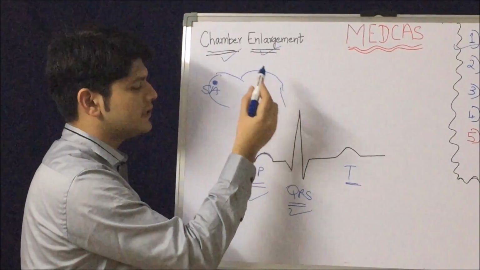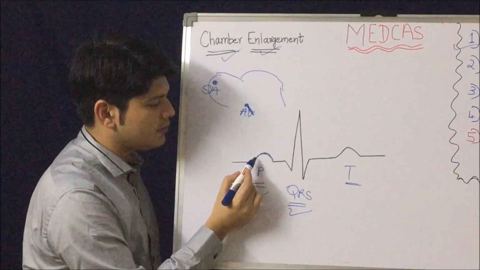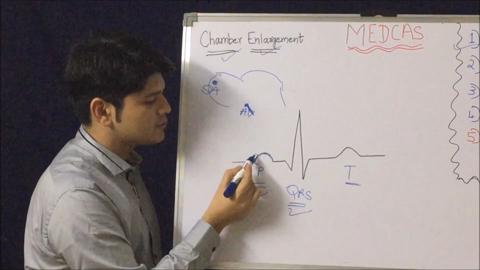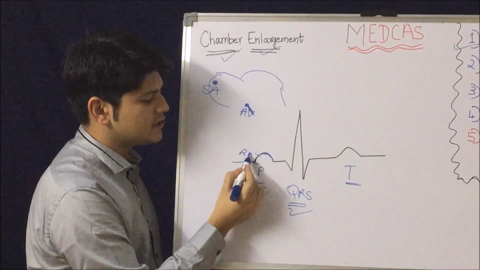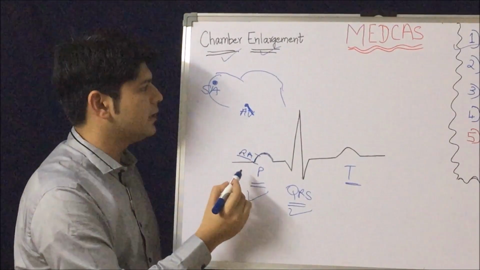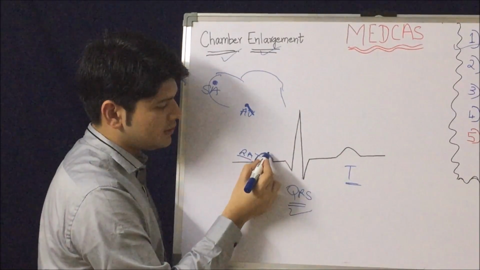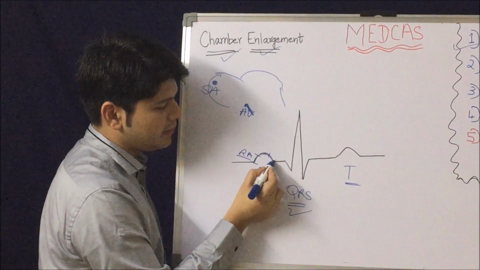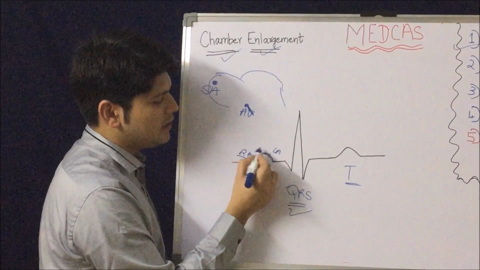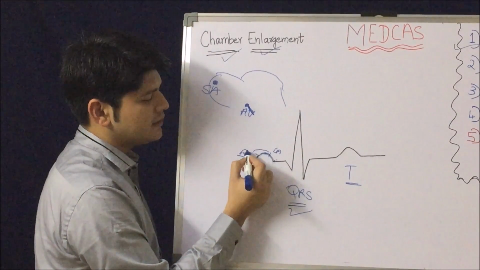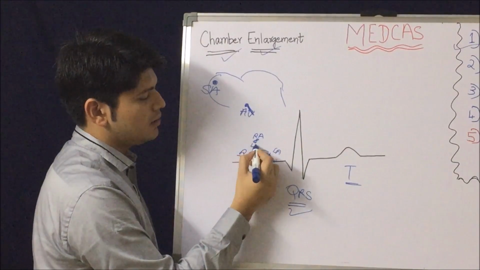Now let me focus again on the P wave. It starts from the RA, so the initial 1/3 of the P wave is the representation of the right atrium. The event ends with the LA, so the last 1/3 of the P wave is representative of the left atrium, and the middle 1/3 we are seeing here is the combination of the RA and LA both.